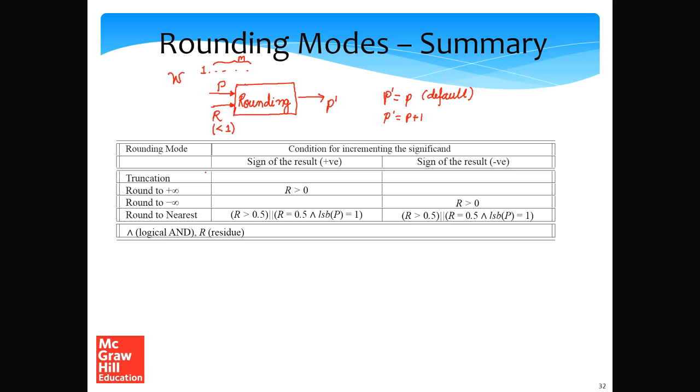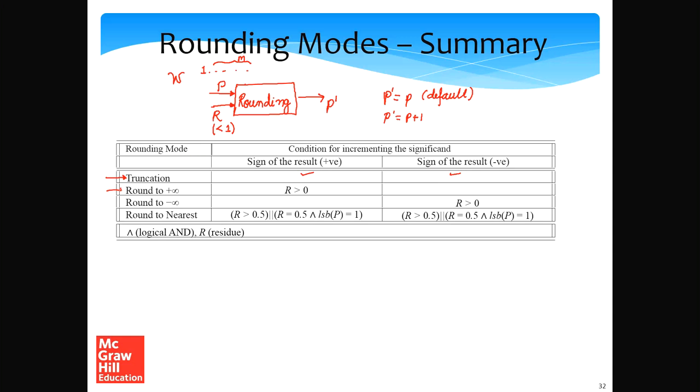So let's now try to state the basic rules for different rounding modes. Let's consider truncation first. So in the case of truncation, what we do is we completely discard the residue. So p dash is equal to p. So in both the cases, we don't do anything and the default remains. And the default, when the sign of the result is positive and when the sign of the result is negative, is the same, which is that we just discard the residue. So that's the reason we don't do anything other than mere truncation.